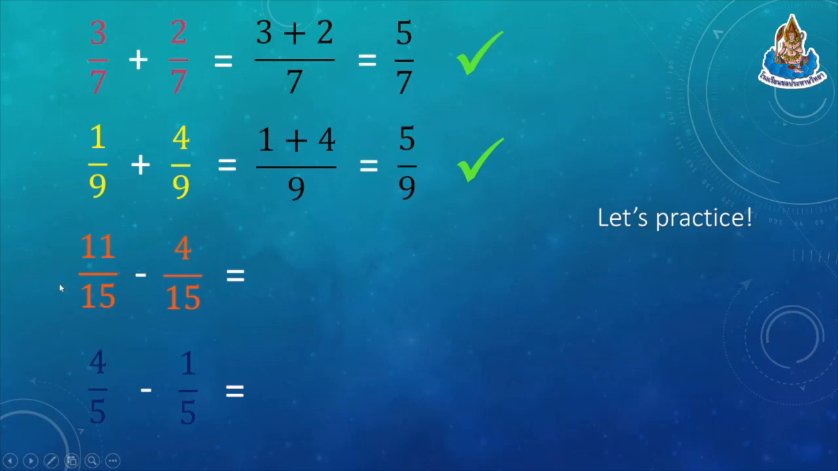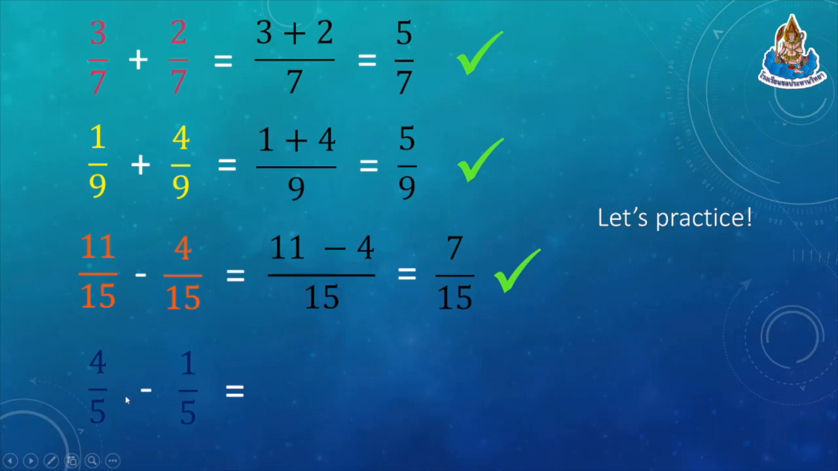Problem number 3. 11 over 15 minus 4 over 15. Again, denominators are equal, so we subtract numerators this time. Denominator 15 and 11 minus 4, and the answer is 7 over 15.